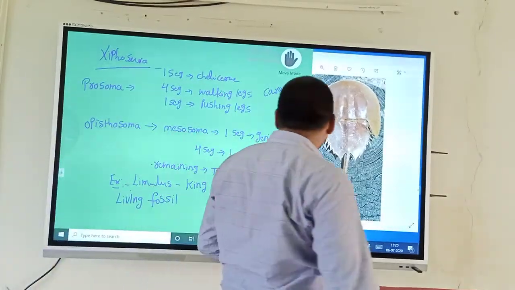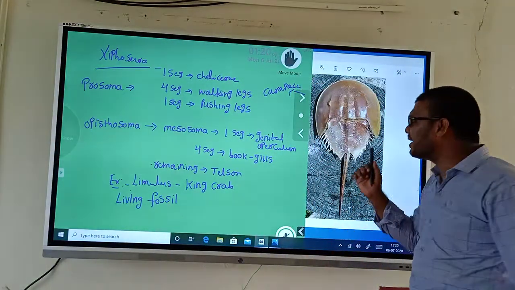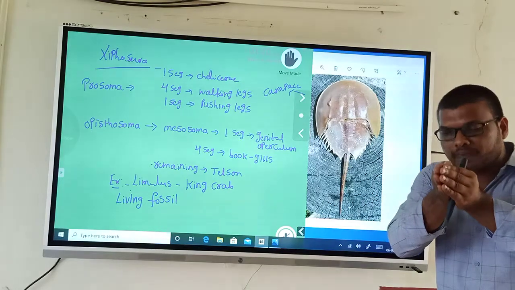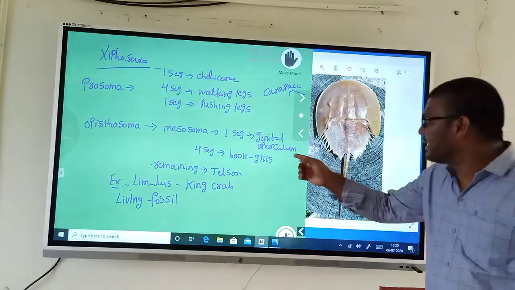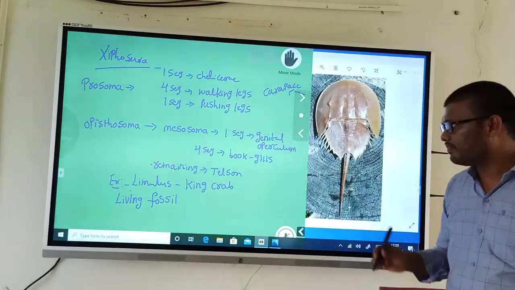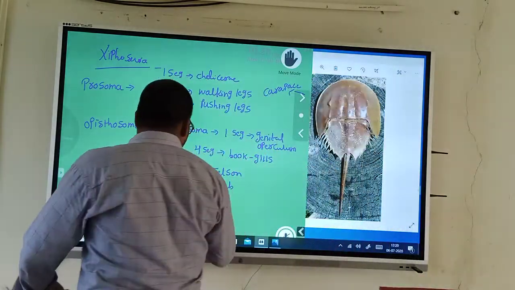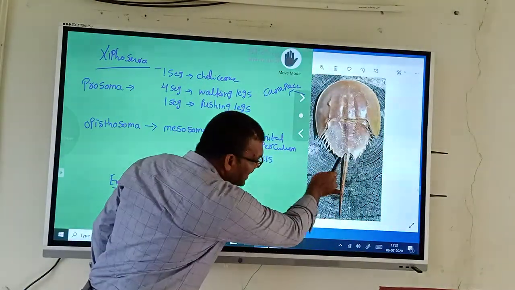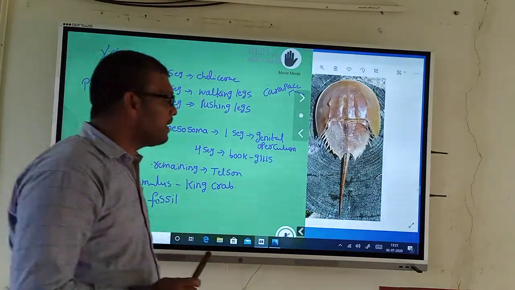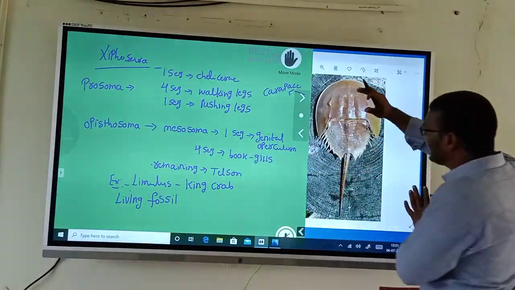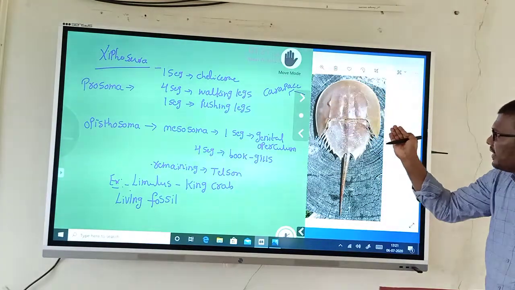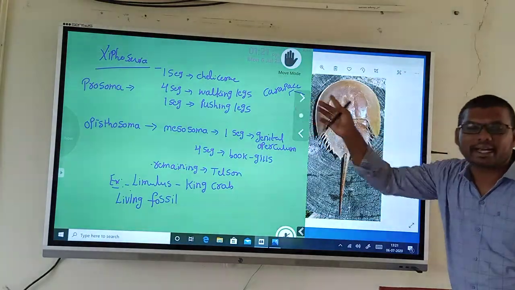What is the differentiation between gills and book gills? Here the gill is like a closed book shape. Based upon their shape, they are named book gills. And then the remaining part is called the telson. This remaining tail part is called the telson. And very important, this is the head region. This head region is covered by a protein coat, called the carapace.